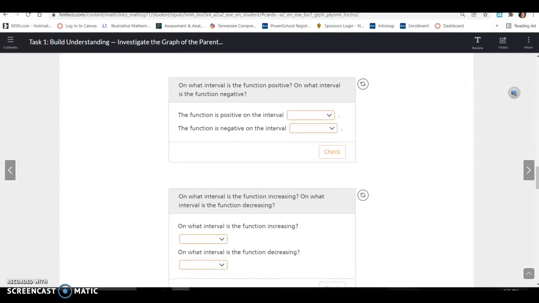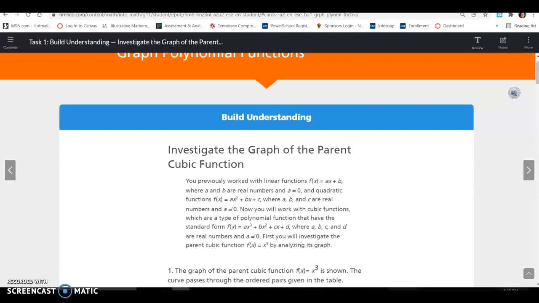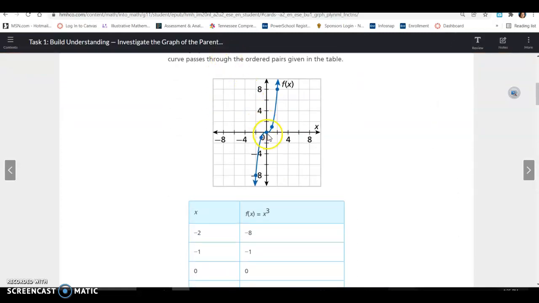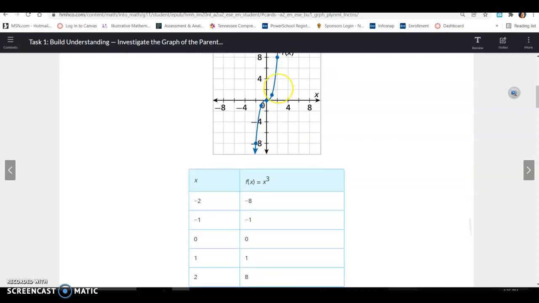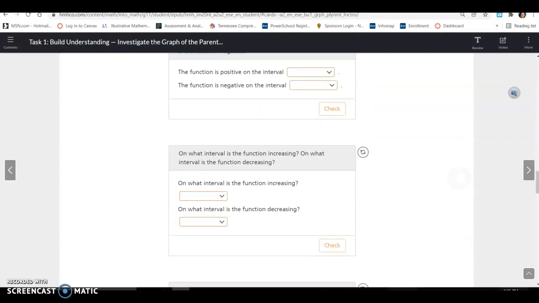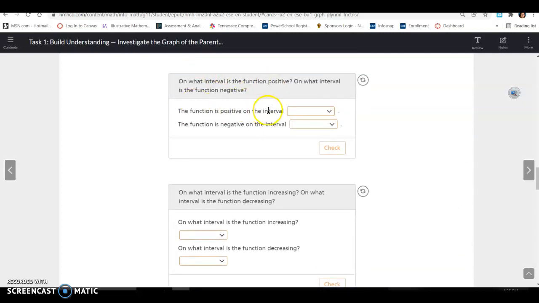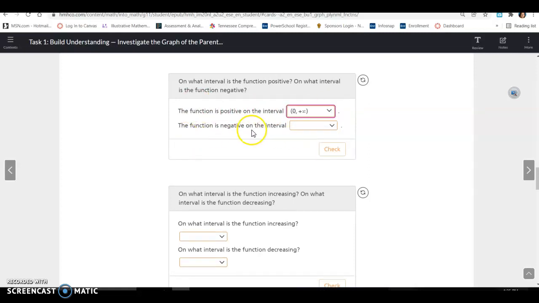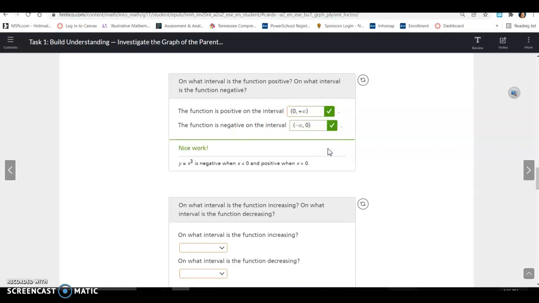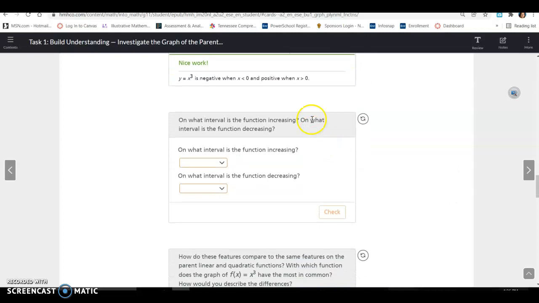On what interval is the function positive and what interval is the function negative? It is positive everywhere above 0, and then here it would be negative. If it's below the x-axis, it's considered negative, and above the x-axis is considered positive. So the function is positive on the interval 0 to positive infinity, and the function is negative from negative infinity to 0.